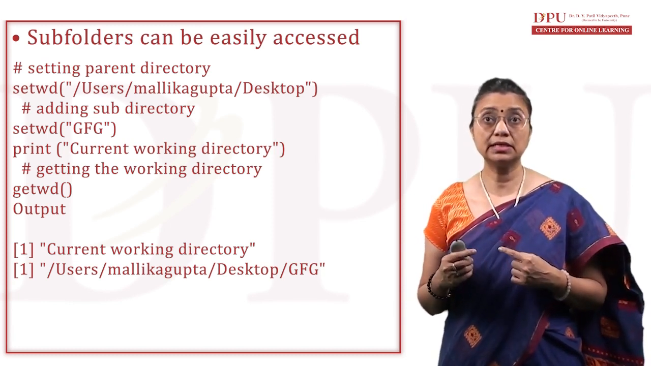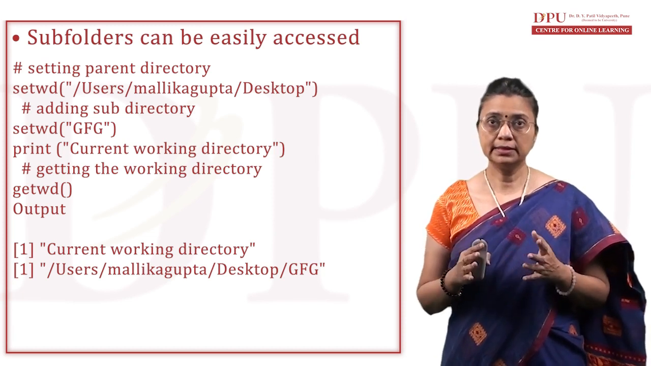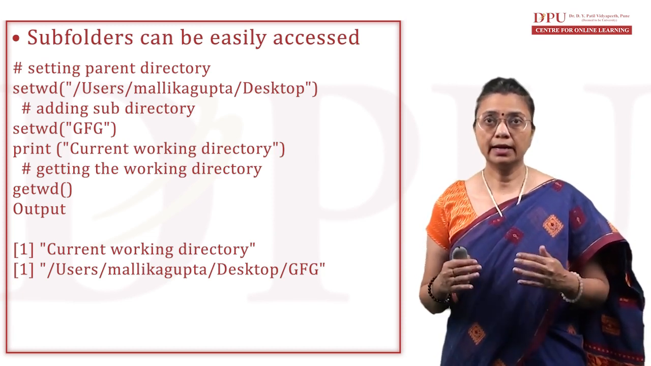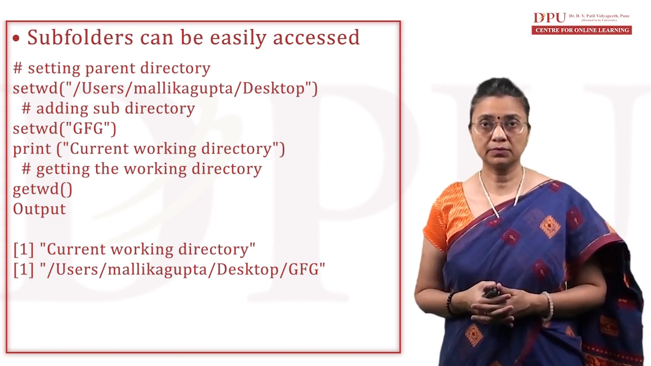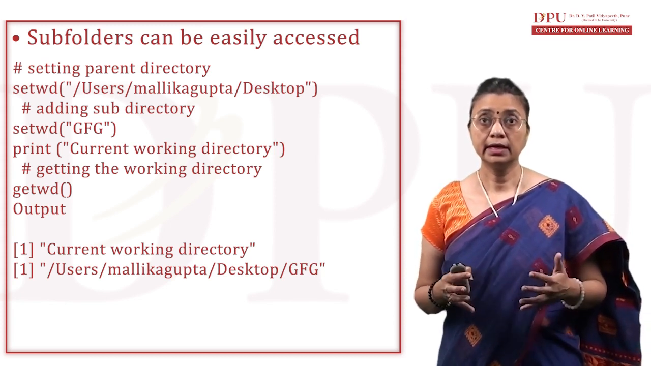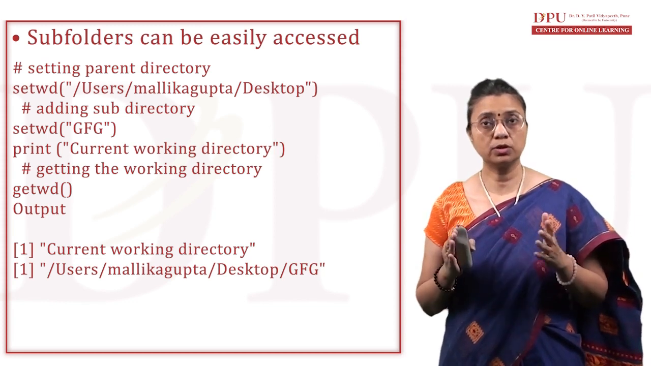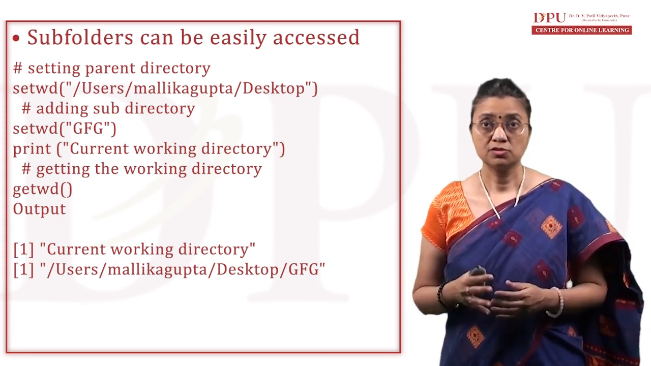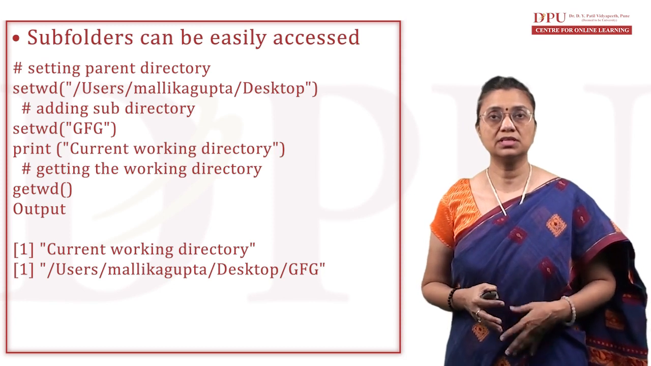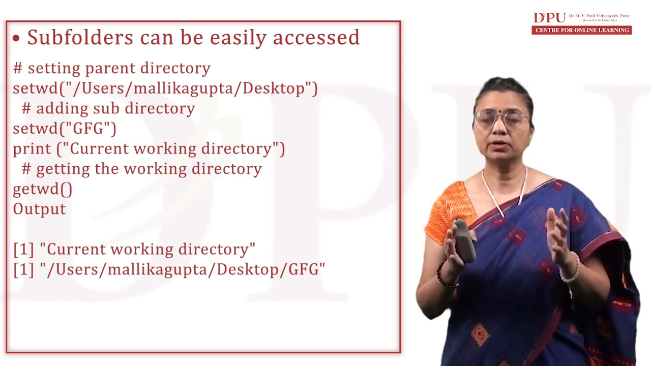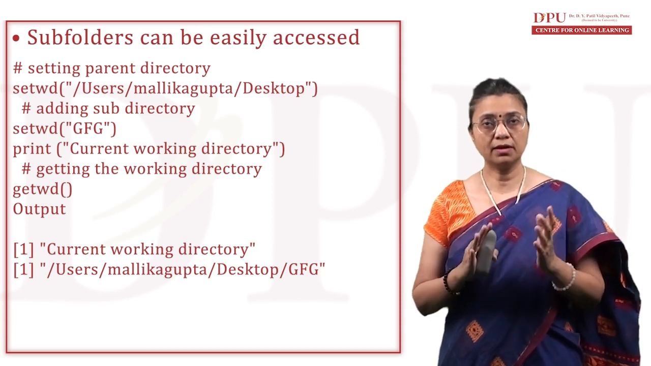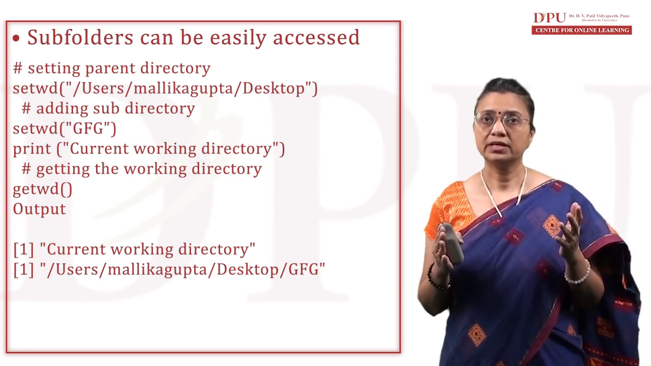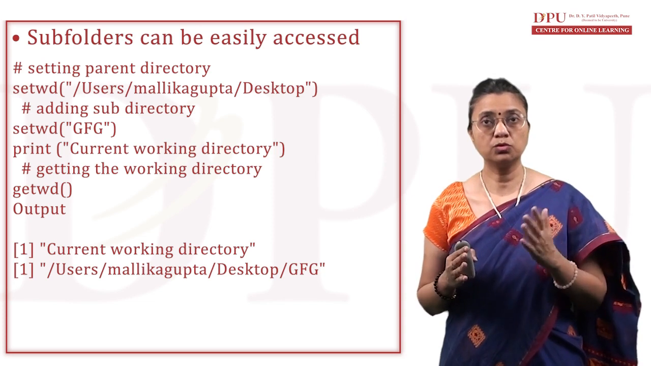automatically be searched in the desktop folder, and GFG is there, and when I print the path now with get working directory, I see that my location has reached GFG. So that is how we can set a directory in a current directory. We can either go to root, or go one step back or one step down, or we can give an absolute path and go right from the root.